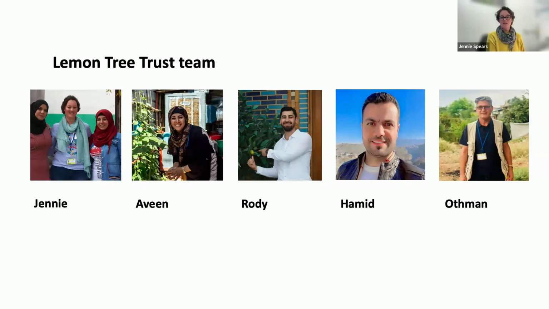We're joined from Domiz 1 camp by Aveen Ibrahim and our colleague Rody, and from Gawilan camp by Hamid and Othman. Aveen is our operations manager in the Kurdistan region. She oversees all of our projects in the whole region. She regularly makes visits to all of our camps. And Othman is our community garden coordinator in Gawilan camp, and he is overseeing the build of our new community garden there. So we'll hear more from them later.